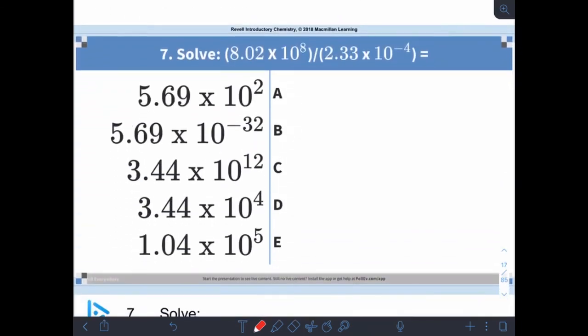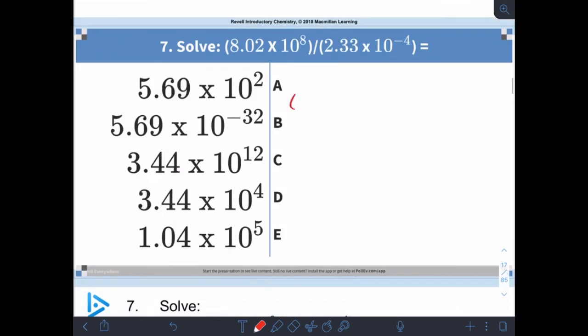All right, give this one a workout. So we have 8.02 E8 divided by 2.33 E negative 4. And we should get as a result 3.44 times 10 to the 12. The answer being C.